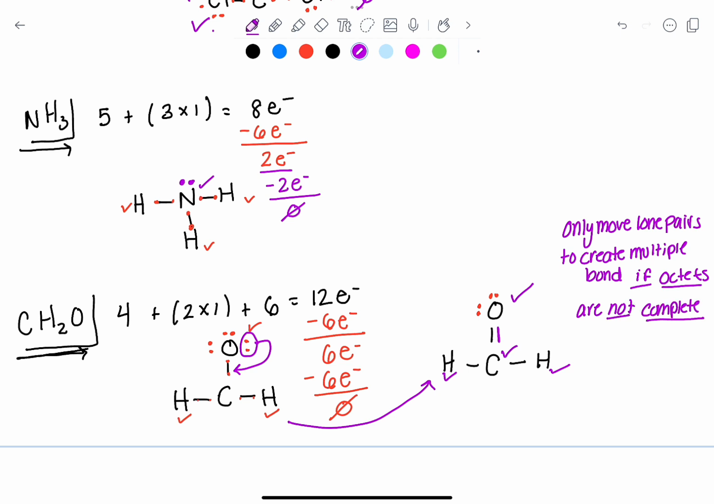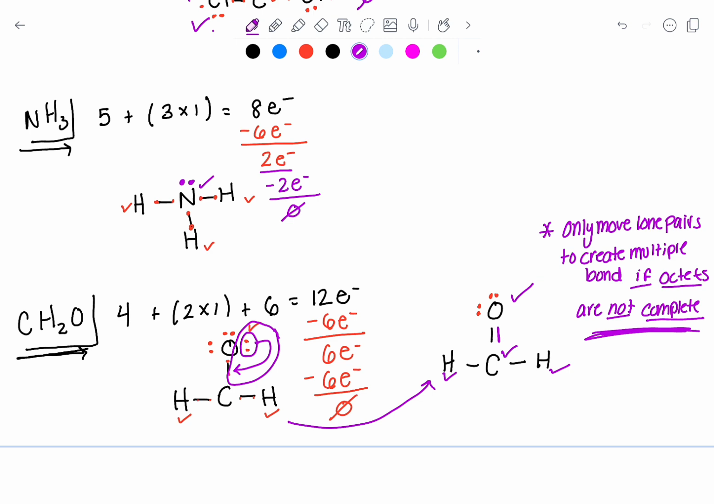I wouldn't move this lone pair anywhere on this nitrogen just because it was there. I wouldn't do that because all of my octets were complete. The only reason we moved these lone pairs in the first place was because carbon did not have an octet. So only do step 6 if octets are not complete. I oftentimes see students saying, well, I have these lone pairs, I could just make double bonds, but if my octets are already complete, the molecule doesn't want to form any double bonds. So just because you have lone pairs does not mean that you should form multiple bonds. You only form double bonds or triple bonds if octets are not complete.